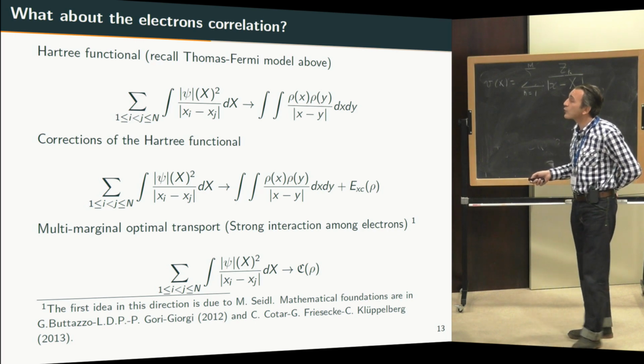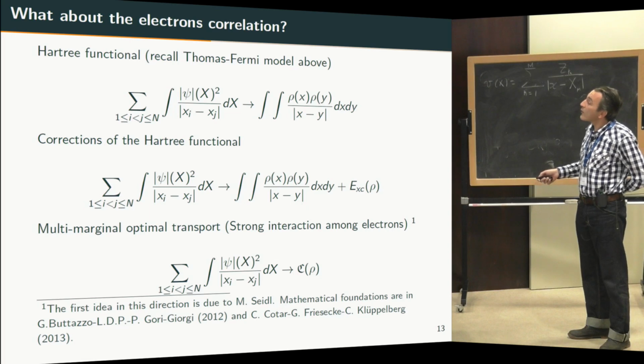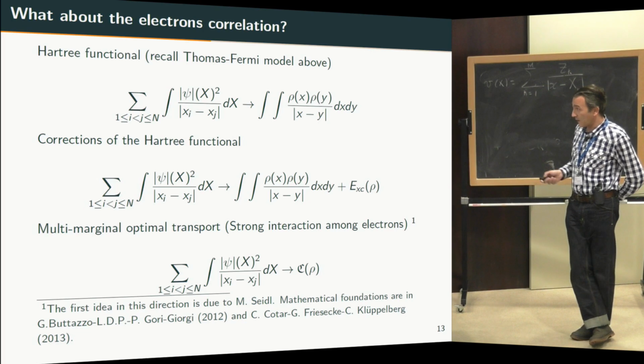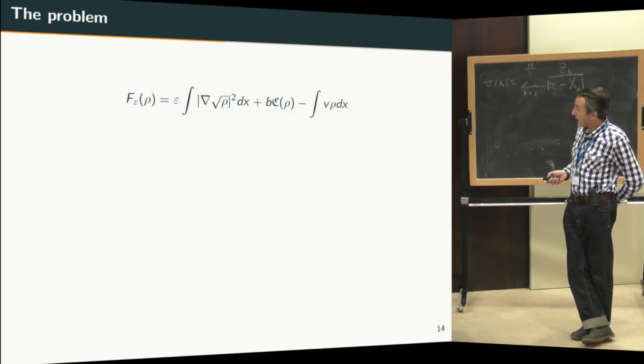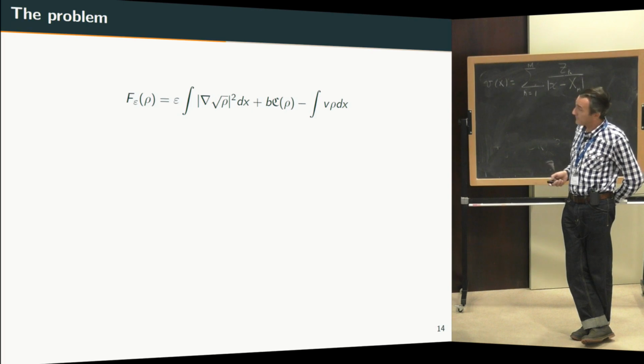The first idea was due to Michael Seidel, and then together with Giuseppe and Paola Gori-Giorgi, and also Codina Kotter, Gero Friesecke, and Claudia Klüppelberg, we all tried to lay a mathematical foundation based on the optimal transport for this kind of model. So here you see there is the non-locality of this functional. We are considering the case with this kinetic energy, so the non-locality is due only to the transport term, okay?